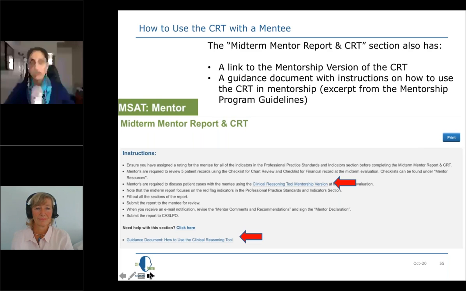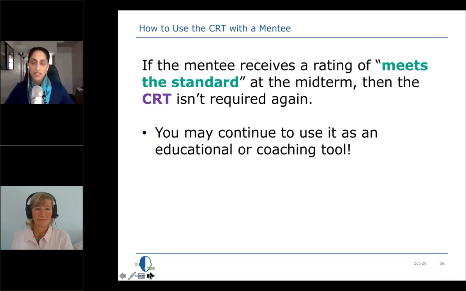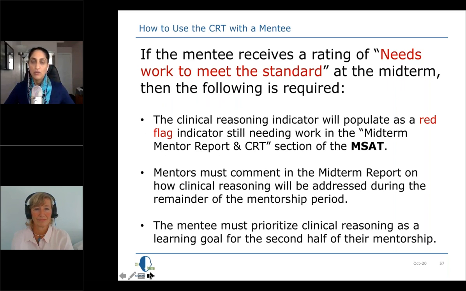Using the tool again isn't required. Of course, you may continue to use it as an educational or coaching tool, but the college doesn't specifically require you to use the tool again. However, if the mentee receives a rating of needs work to meet the standard at the midterm, then there is a bit more that's required.